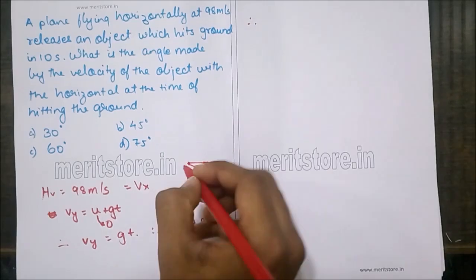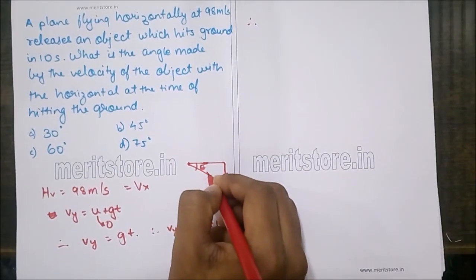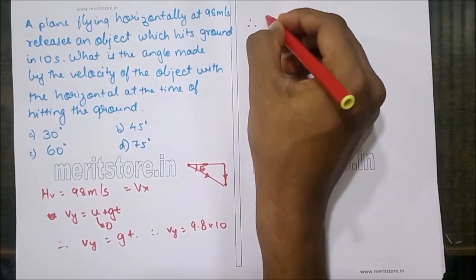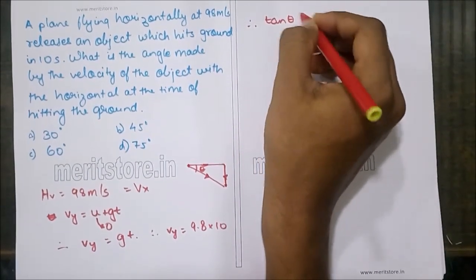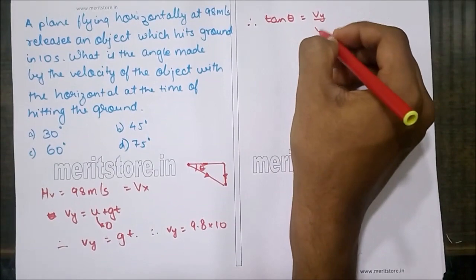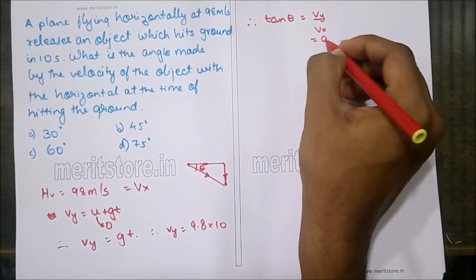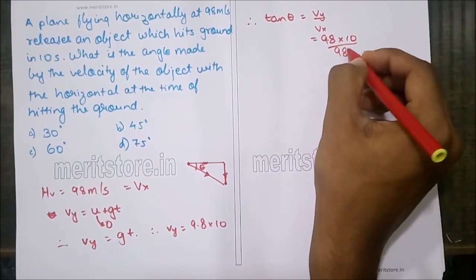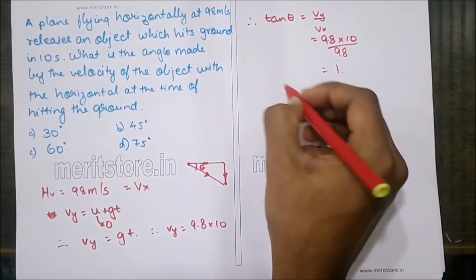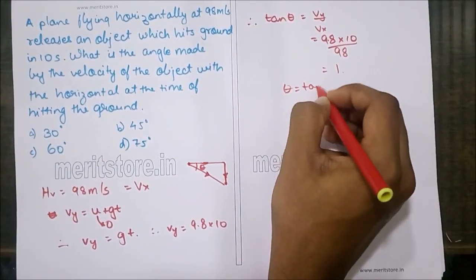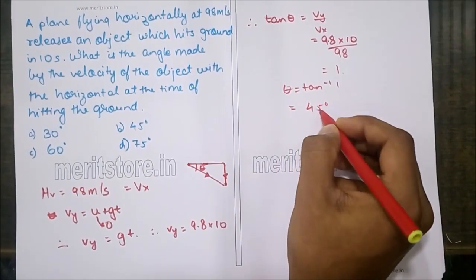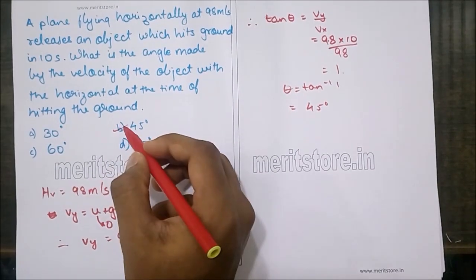Therefore the angle made by the velocity component, theta, is given as tan theta is equal to Vy upon Vx, which is nothing but 9.8 into 10 upon 98, which is equal to 1. Hence theta equals tan inverse of 1, which is nothing but 45 degrees. Hence option B is the correct answer.